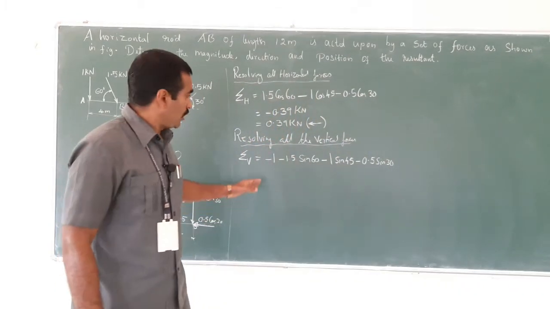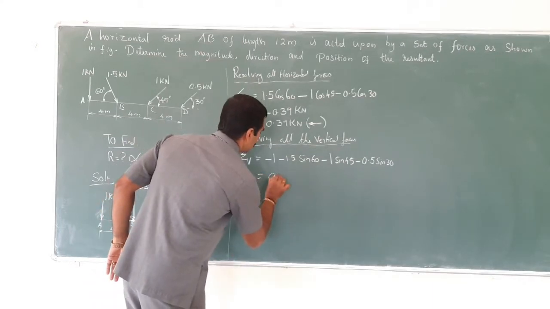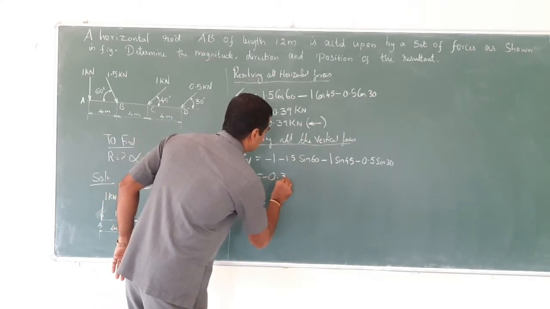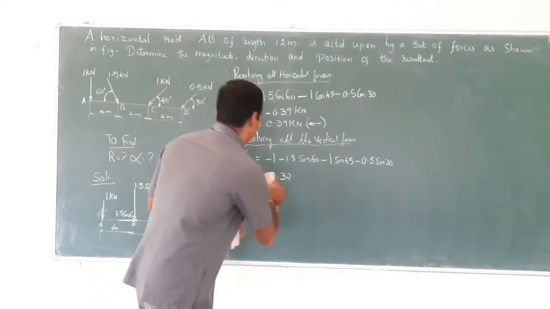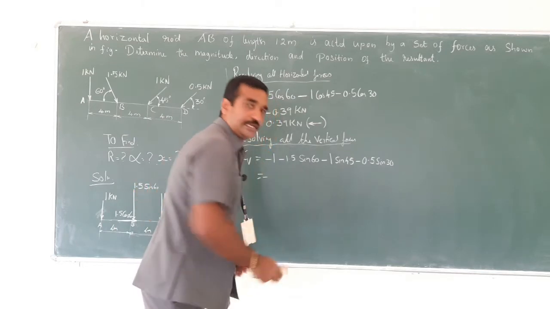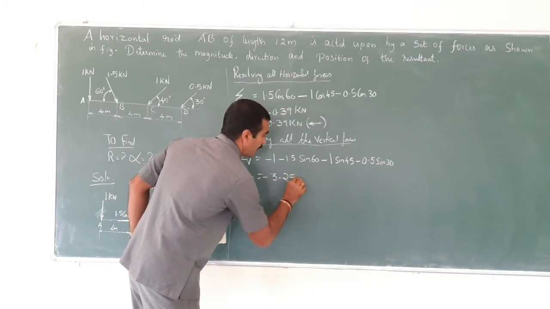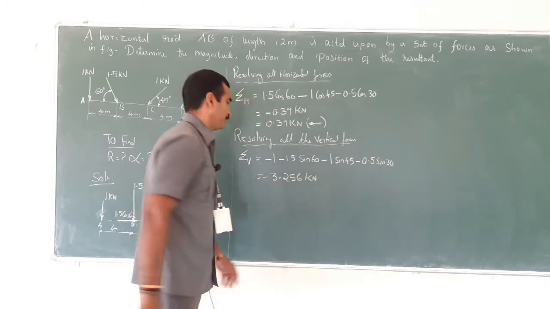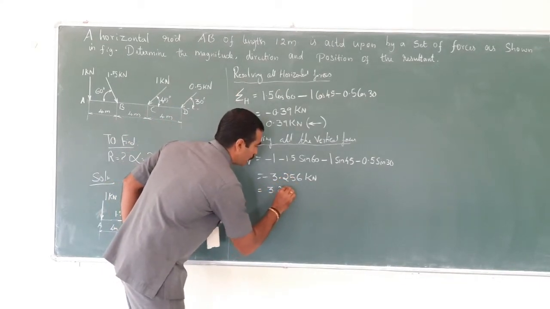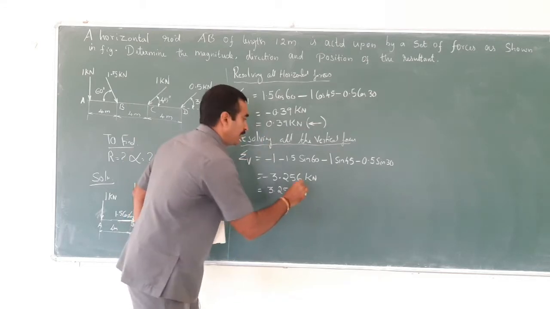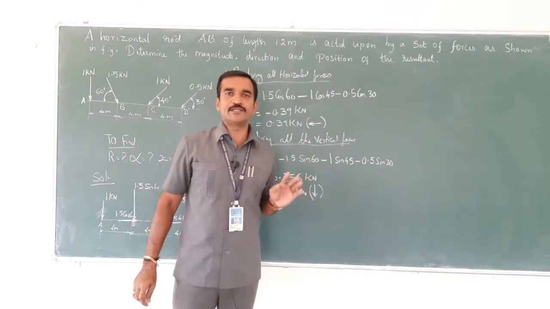If you just feed all these values in your calculator, you will get roughly minus 3.256, sorry, minus 3.256 kilonewton, and this can be written as 3.256 kilonewton vertically downward direction, which indicates the negative sign.